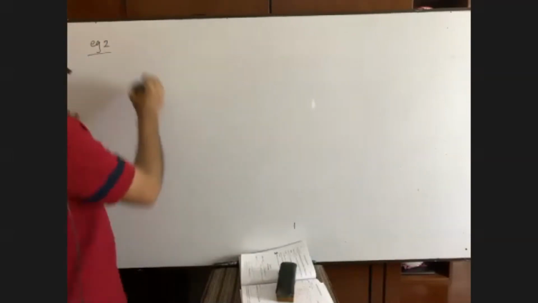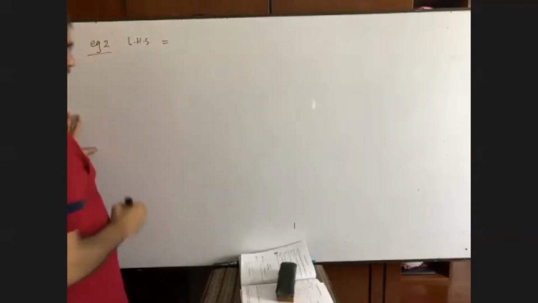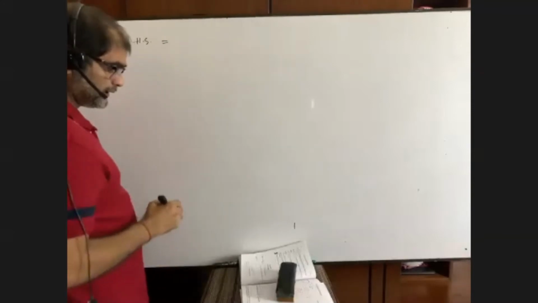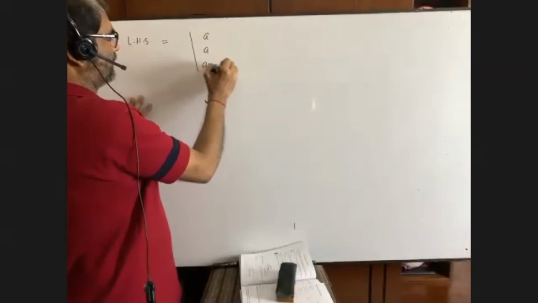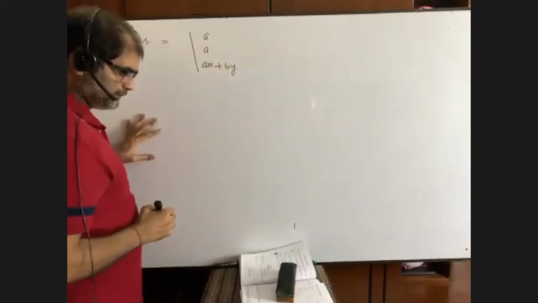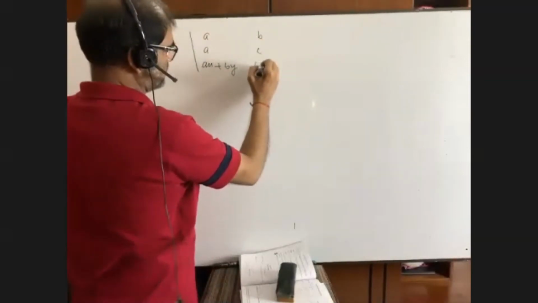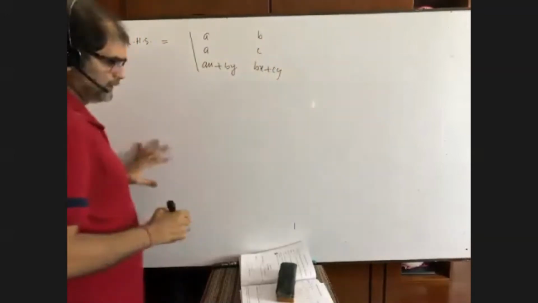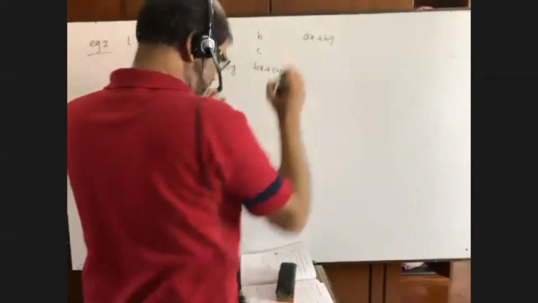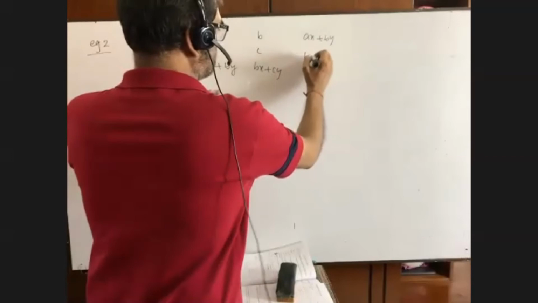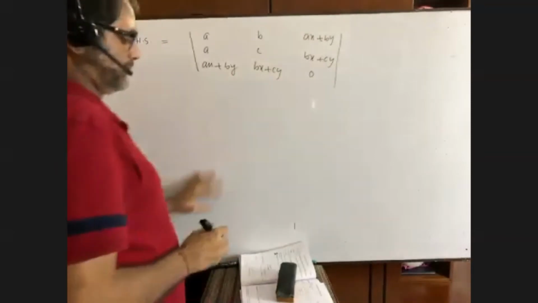Our left hand side is equal to, write down, you can see the board. ax plus by, bx plus cy, and ax plus by, bx plus cy, and it is 0. It is our left hand side.